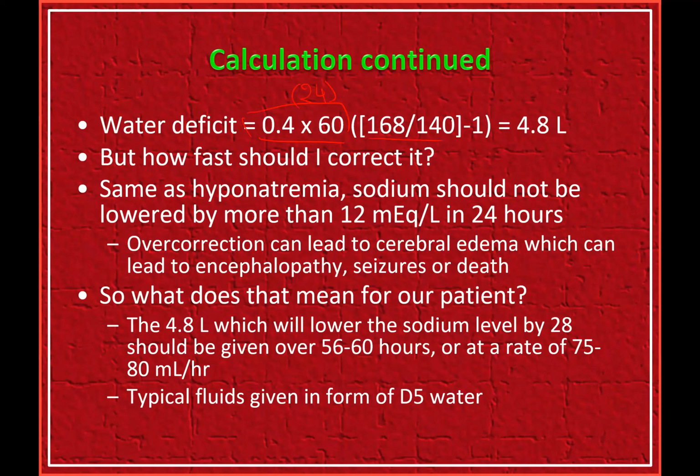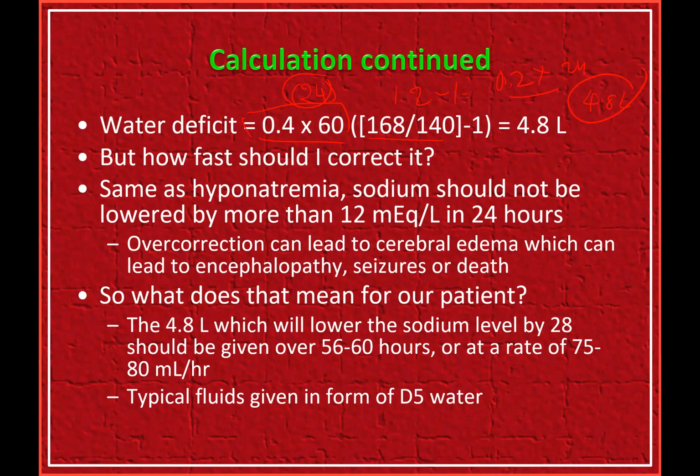140 is the desired sodium we want to bring down to. Divide one by the other, 168 by 140. I'll just calculate and say. 168 divided by 140 is equal to 1.2. 1.2 minus 1 is equal to 0.2. 0.2 multiplied by 24 is equal to 4.8 liters. That means I have to infuse 4.8 liters of non-sodium containing isotonic fluid.